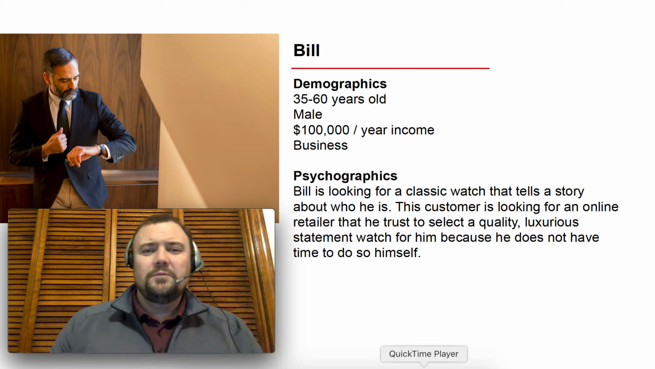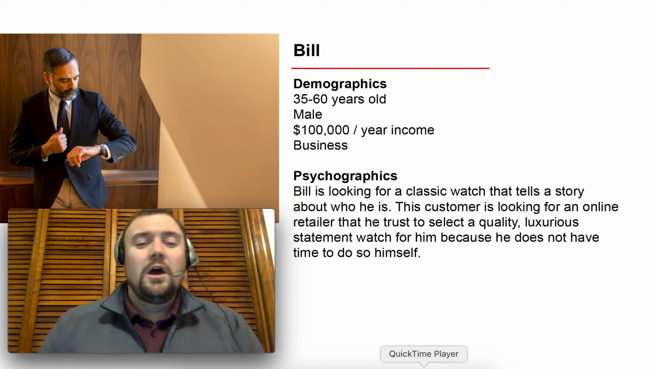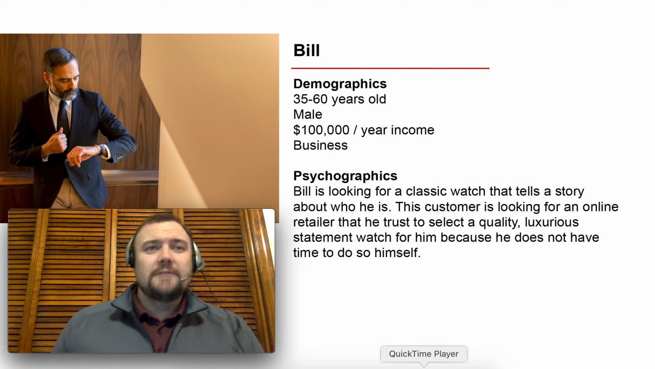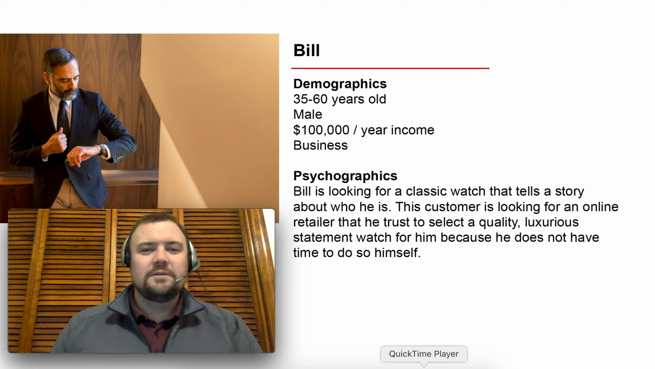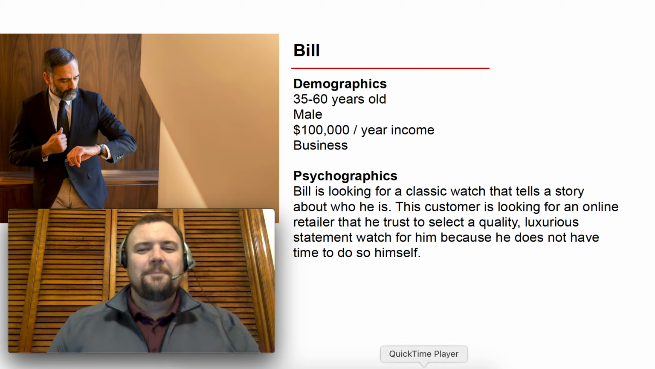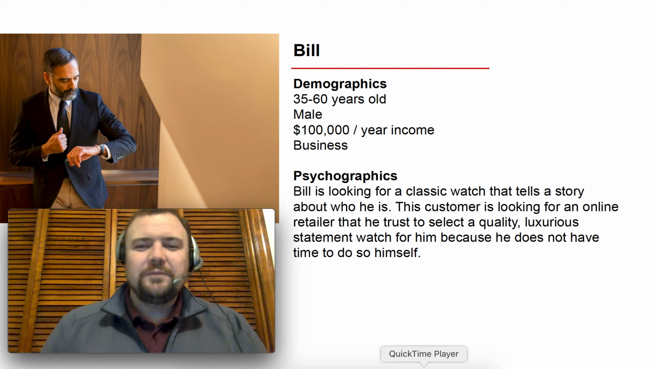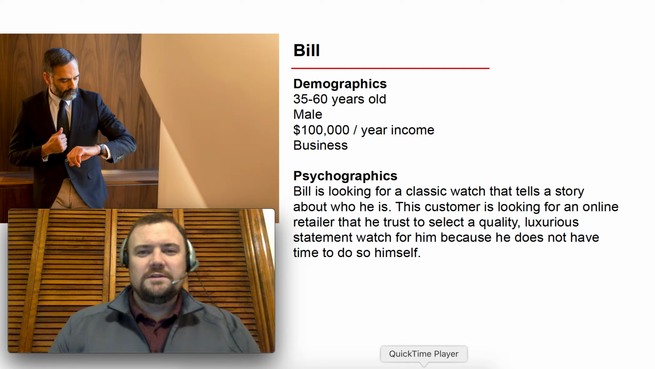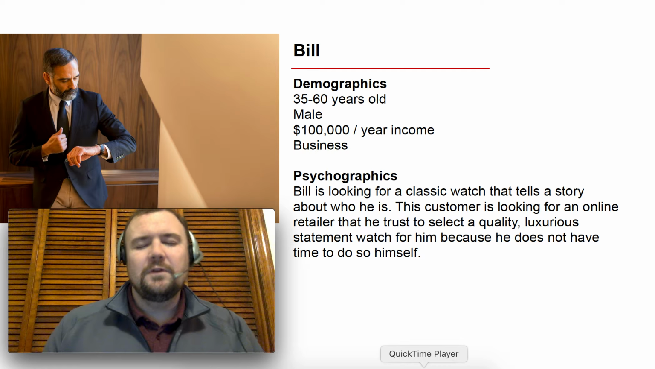So Bill's our third one. Bill's 35 to 60 years old, so a pretty wide range gap there. Male that makes over $100,000 a year, businessman, right? That's what we're looking at. Bill's looking for a classic watch that tells a story about who he is, right? He's looking for that piece that's luxurious, right? He wants a retailer who he can trust to select something that's well made and is going to have that luxurious feel and help him select that because he doesn't have time to himself, nor does he want to spend that time himself.